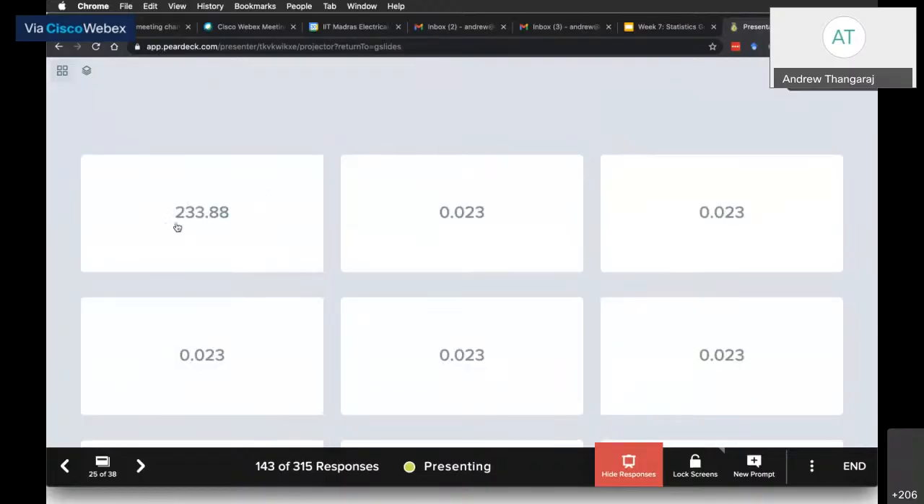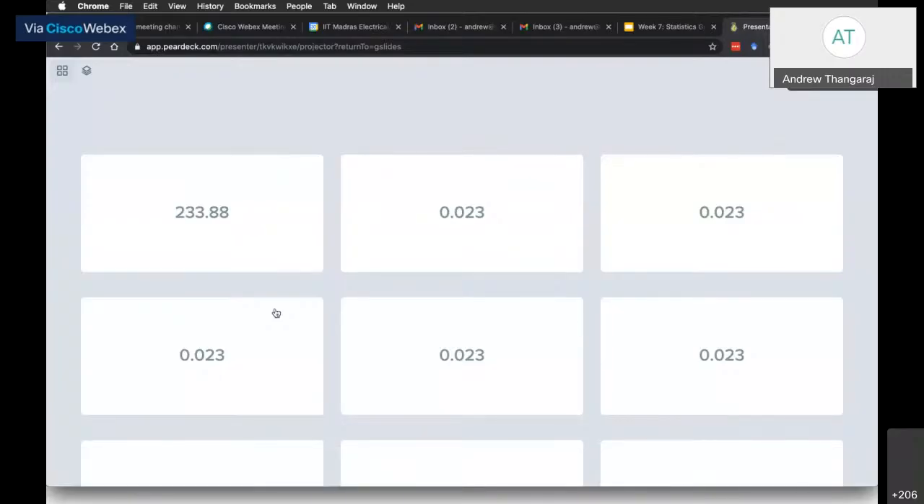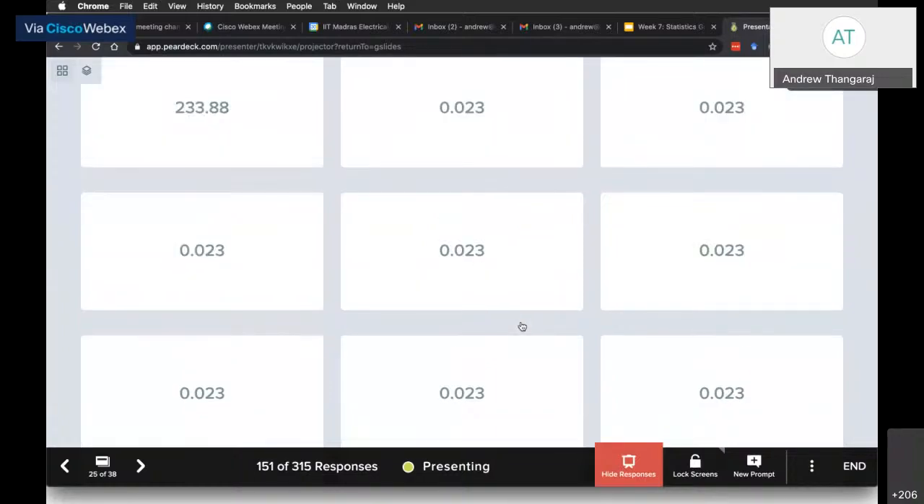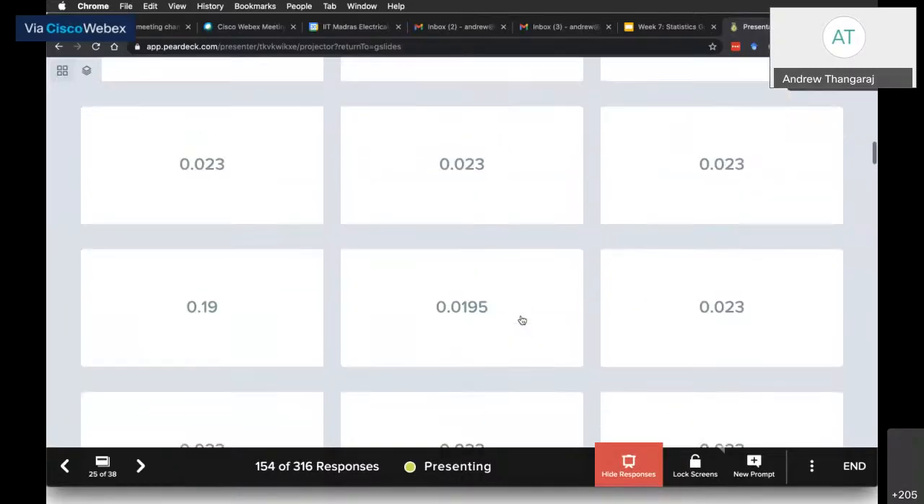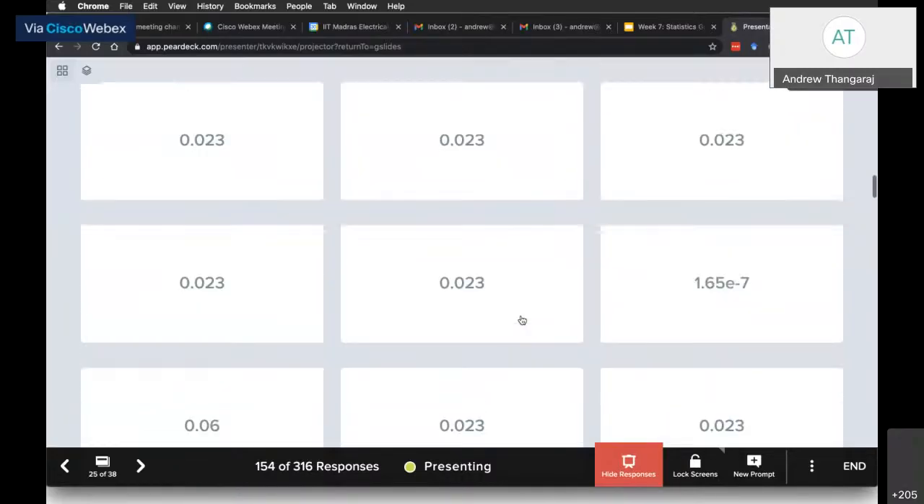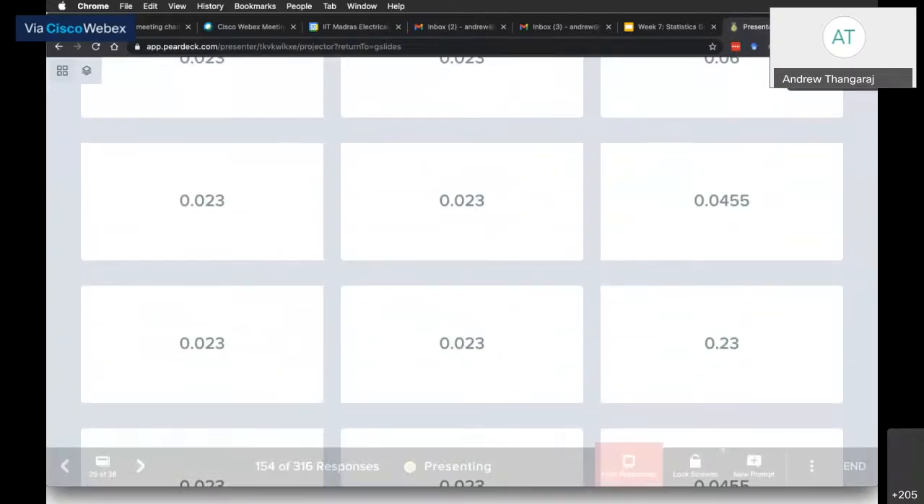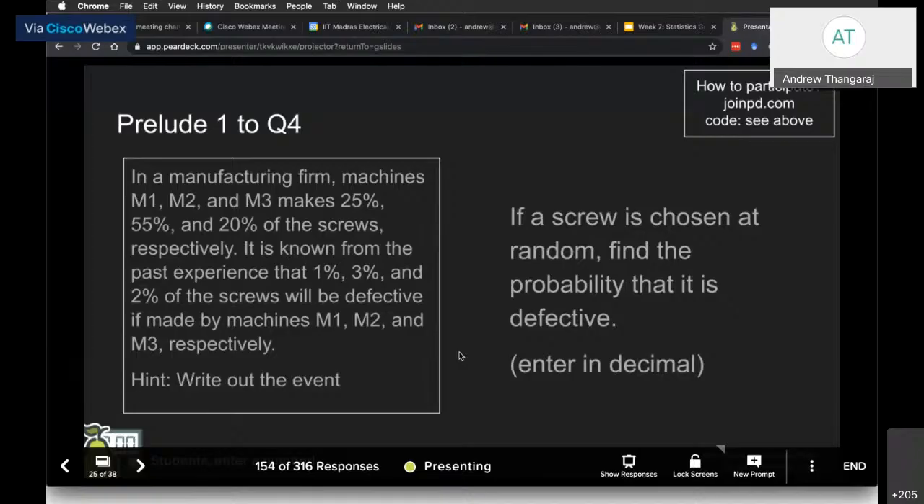Once again, I want to remind you, if you get an answer for a probability which is not between 0 and 1, immediately you're wrong. So check your calculation, check your understanding of what you're saying. Probability has to be between 0 and 1. 0.023 seems like a very popular answer, and that's correct. Overwhelmingly 0.023 is the answer. So that's the correct answer. And let's see how to do that.